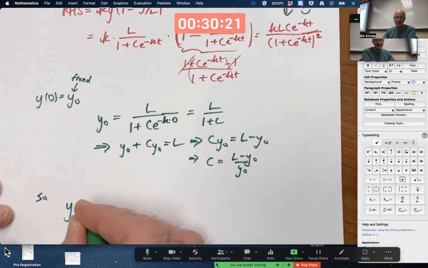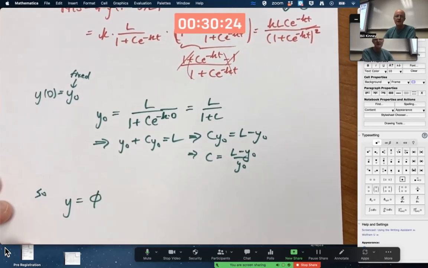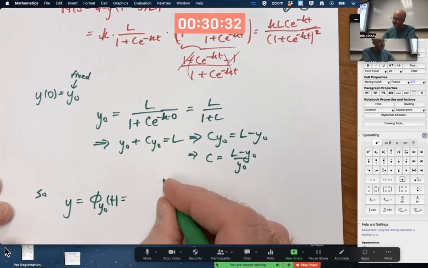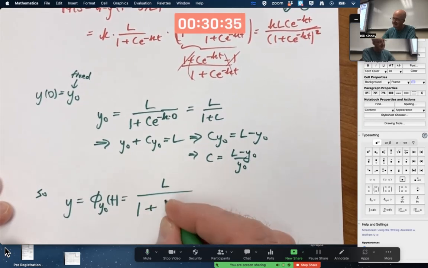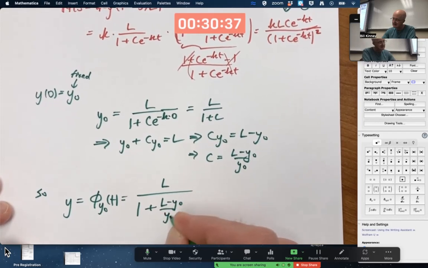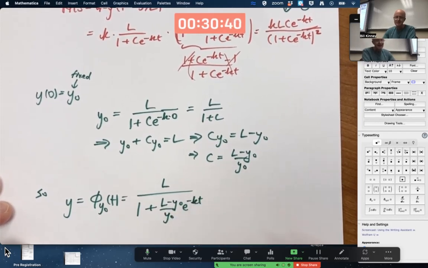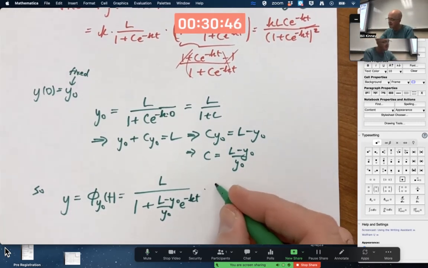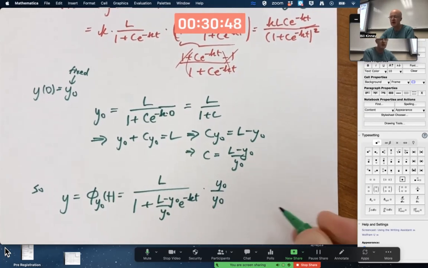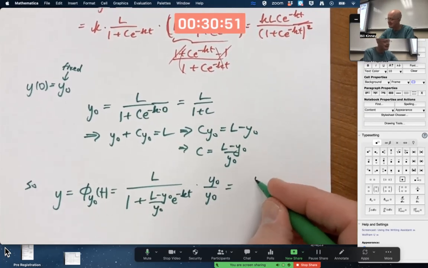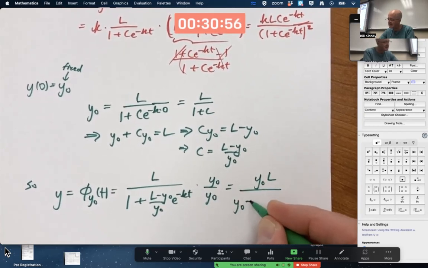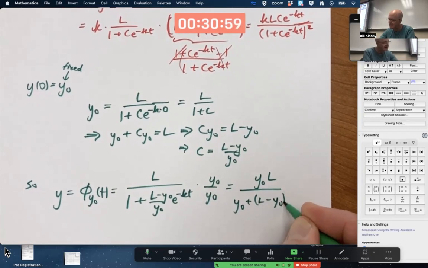So the unique solution of the initial value problem, using the phi notation for the function name and the subscript to emphasize the initial condition, can be written as L over 1 plus C, which is this, times e to the negative kt. But then I'm back to fractions within fractions. So let's simplify by multiplying by y naught over y naught. Y naught times L over y naught plus L minus y naught e to the negative kt.